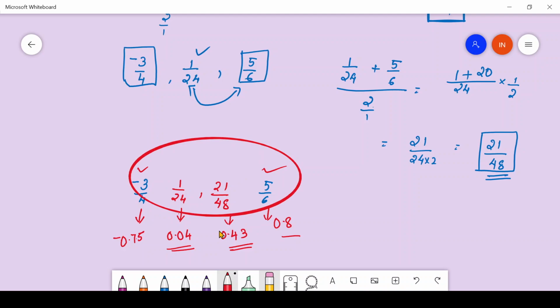Okay, I hope this session is very clear for you. This is the way to find rational numbers between two given rational numbers.